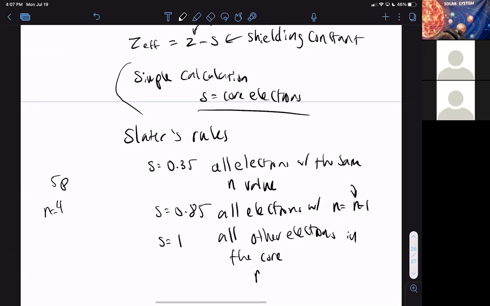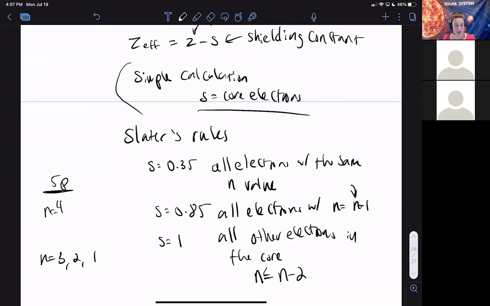So this is going to be N equal to or less than N minus 2. If we're talking about a 5p, this would be N equals 3, 2, or 1. We'll never include electrons that are in higher N values.